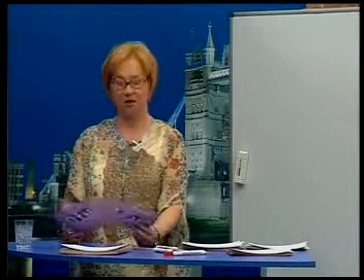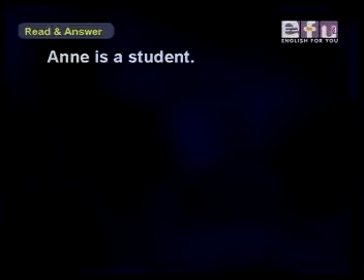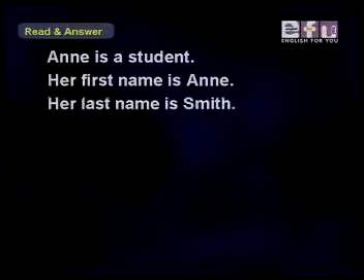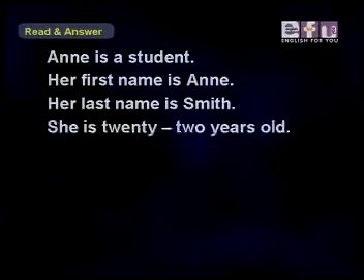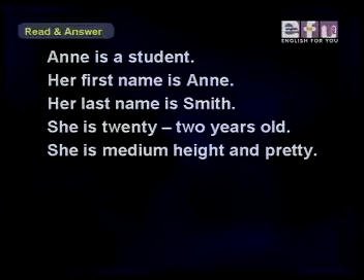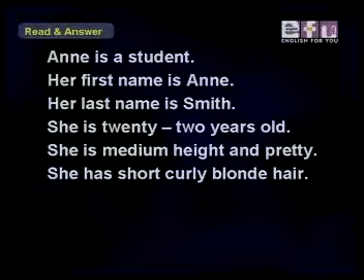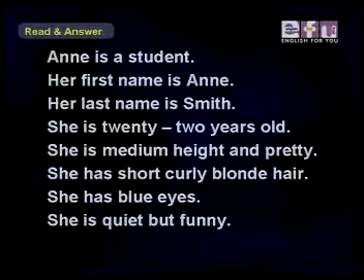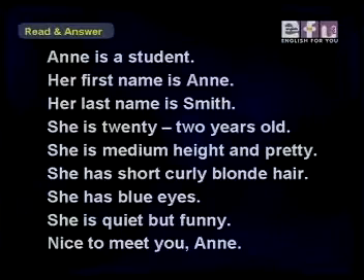Now, read this story and answer the questions about it. Read and answer. Anne is a student. Her first name is Anne. Her last name is Smith. She is 22 years old. She is medium height and pretty. She has short, curly, blonde hair. She has blue eyes. She is quiet but funny. Nice to meet you, Anne.